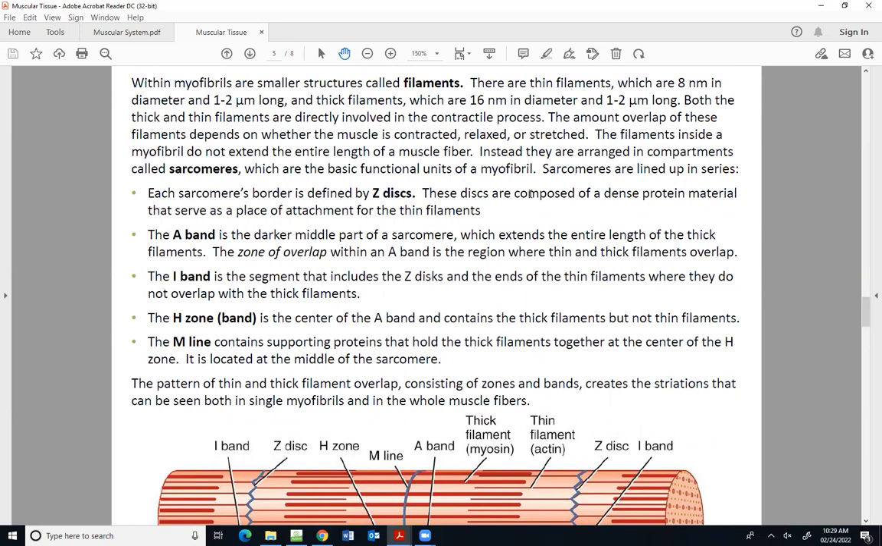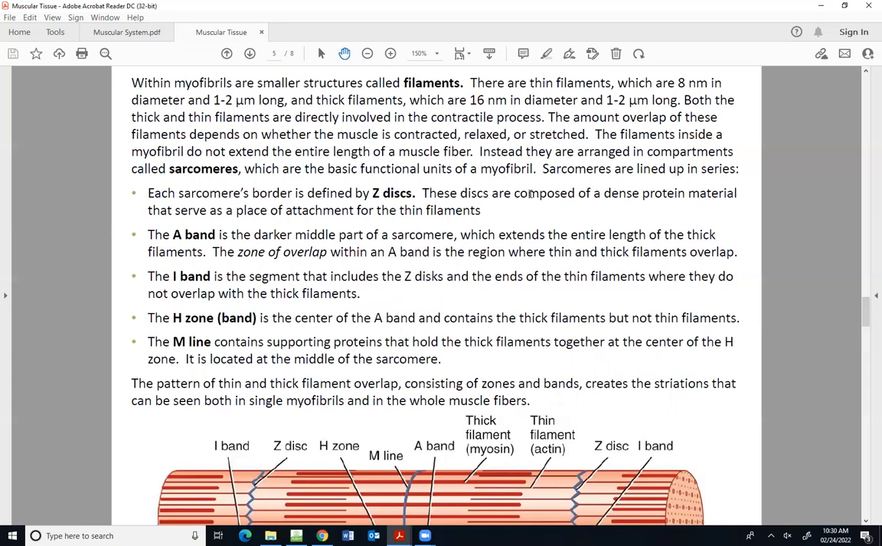They're about 1 to 2 microns in length. Thick filaments are about twice as thick as the thin filaments. They're 16 nanometers in diameter, but they're about the same length, 1 to 2 microns. Both the thick and thin filaments are directly involved in the contractile process, so they are what allow contraction to occur.